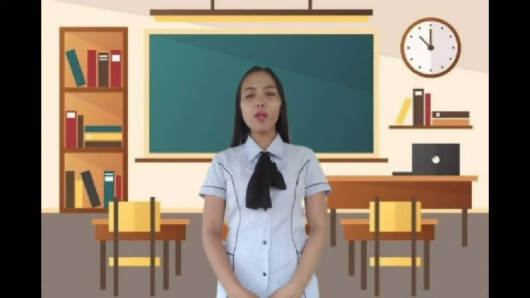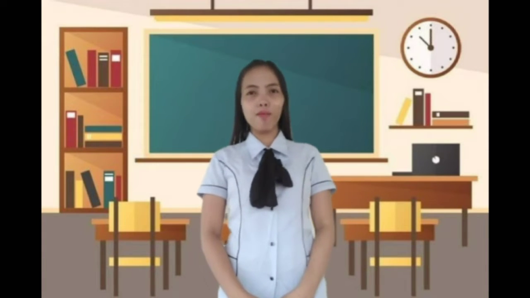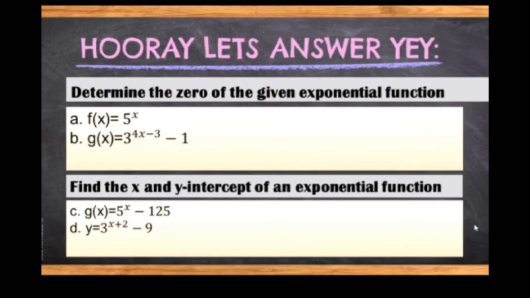So now, you will be having an activity entitled, Hooray, Let's Answer Yay! For this activity, you need to determine the zero of the given exponential functions: f of x is equal to 5 raised to x. Then, next, g of x is equal to 3 raised to 4x minus 3, minus 1.